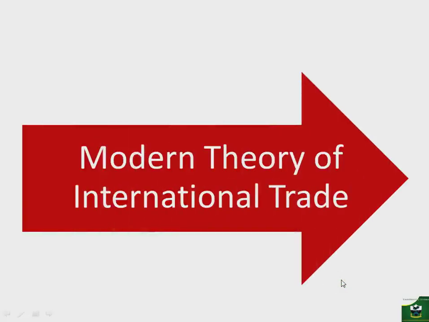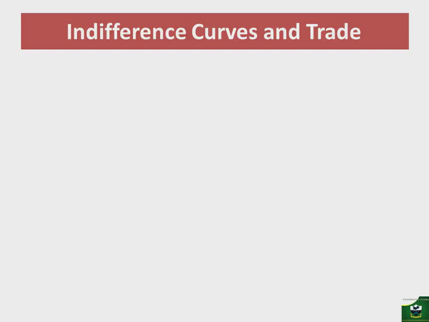Okay, so we'll look at the modern theory of international trade, where we'll bring in the indifference curves, the offer curves, and so on, and then describe the terms of trade. So let's begin by looking at the community indifference curves and how they are related to the production possibility frontier in terms of determining the trade position of any given country.